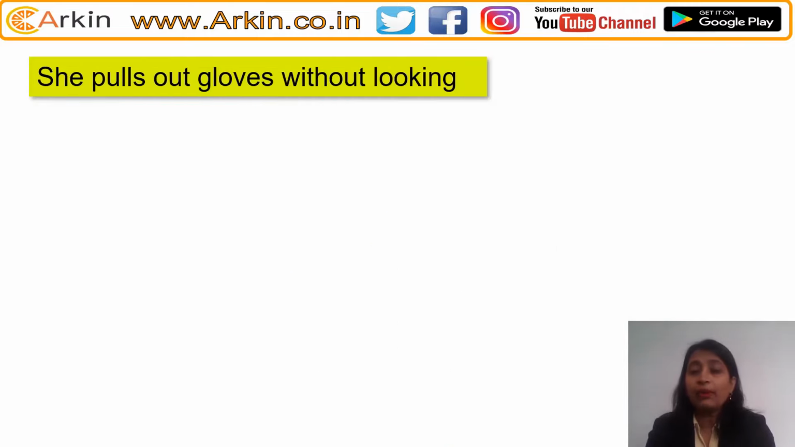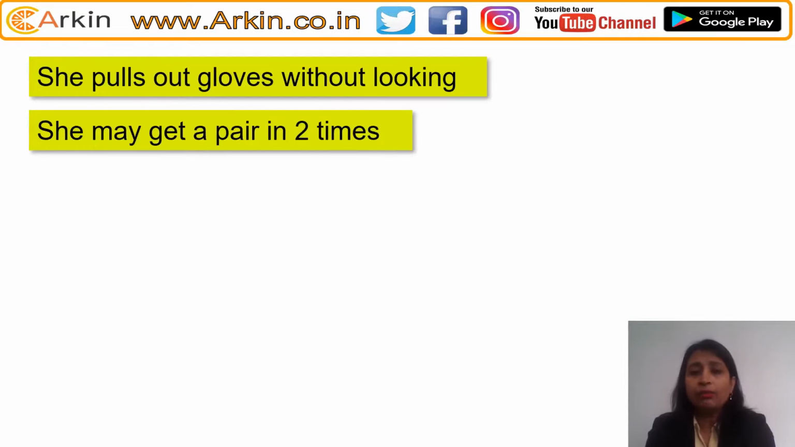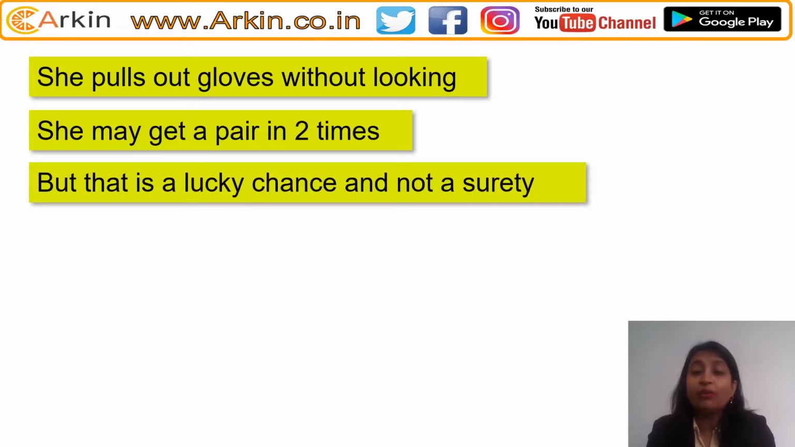So here what is happening, she is pulling out gloves without looking. She may get a pair in 2 tries only. Suppose in the first chance she gets a white left hand, and the next chance again she gets a white right hand. So in the first 2 chances she may get it, but that is a lucky chance, that cannot be a surety. So if we say 2 or 4, that is just a lucky chance. We have to think of a way that after that, whatever she pulls out, it will be 100% sure that she will get a pair.